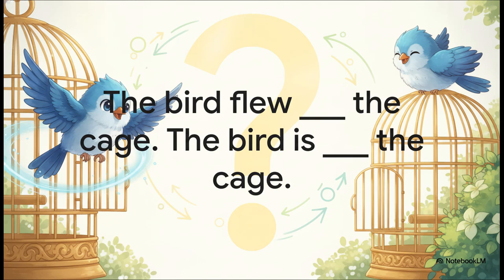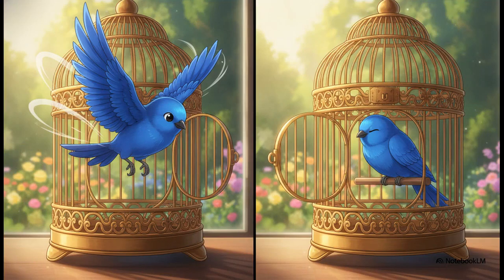Okay, we've got time for one last challenge to prove you've mastered this. Fill in the blanks for me. The bird flew blank the cage. And then, now, the bird is blank the cage. What do you think? Let's take a look at the answers. The bird flew into the cage. Flying is movement. And the bird is in the cage. It's done flying, it's just sitting on its perch, so it's strictly a location. Into for the movement, in for the final position.